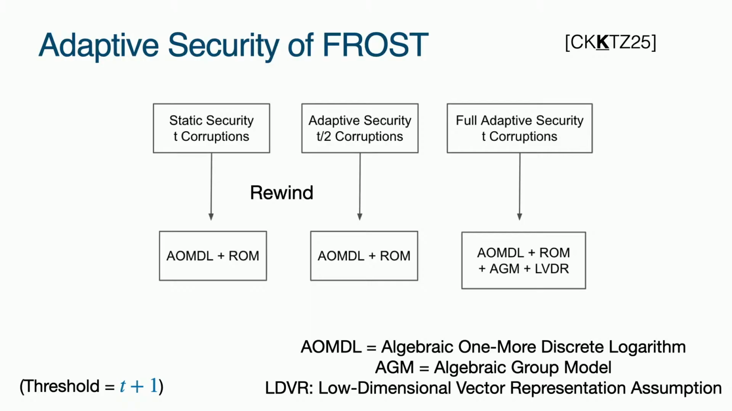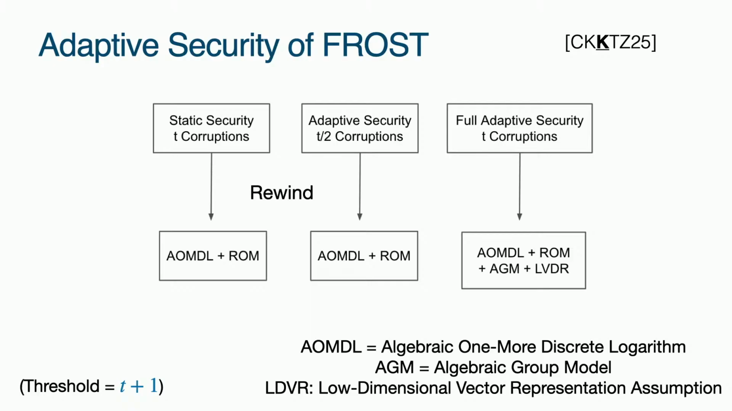So we recently put out, this is one of the papers that's been accepted to Crypto, but we were able to prove the adaptive security of FROST. And we're able to show a separation between the assumptions that are needed for static security and the assumptions that are needed for adaptive. So in the static setting, we can prove the security of FROST under what we call the algebraic one-more discrete logarithm assumption. So this is an interactive assumption. And then we're also able to prove adaptive security up to t/2 corruptions in the same model.